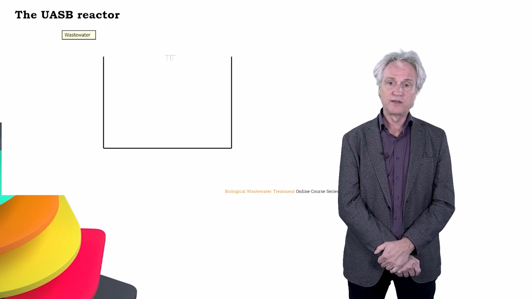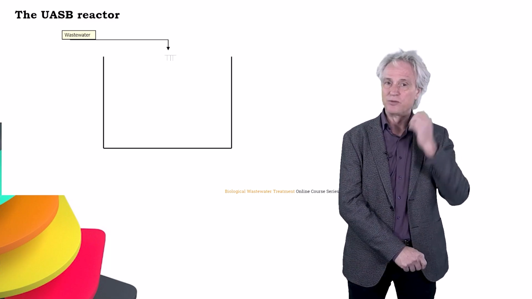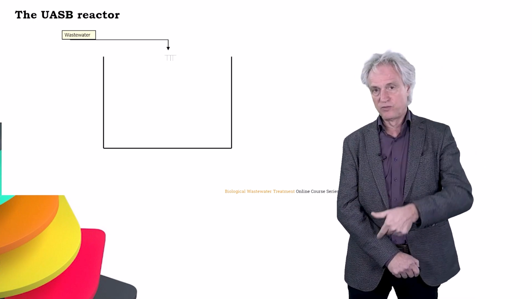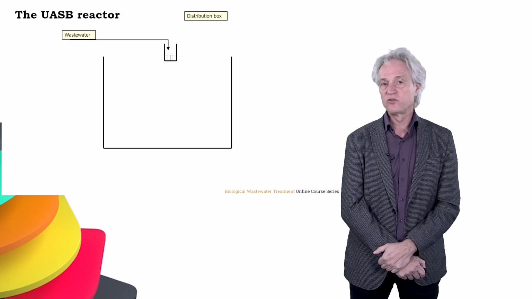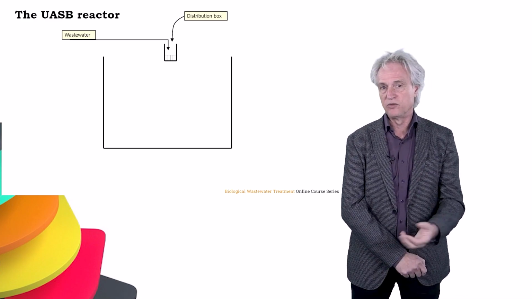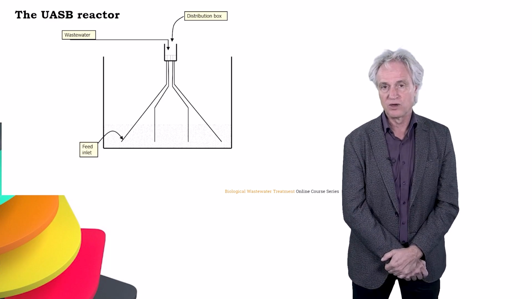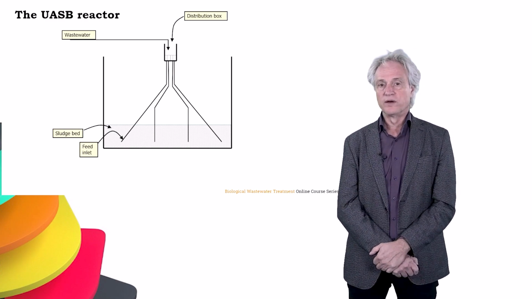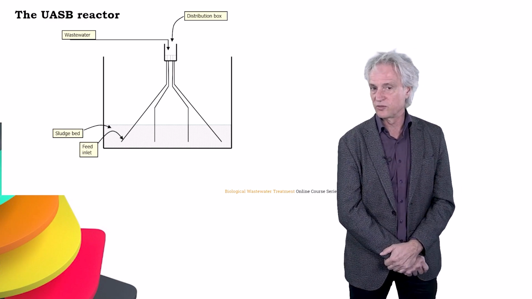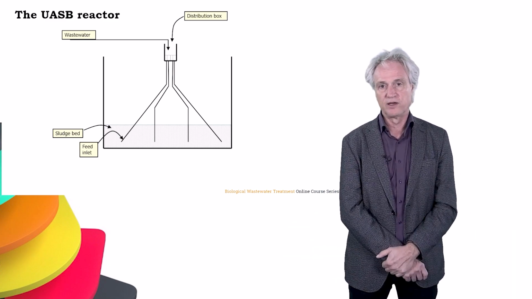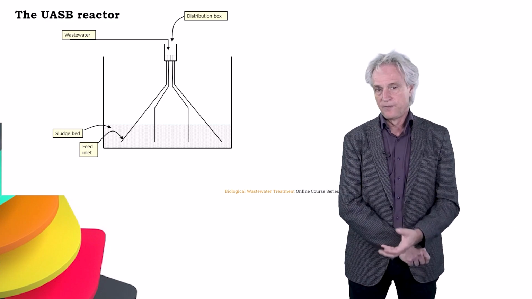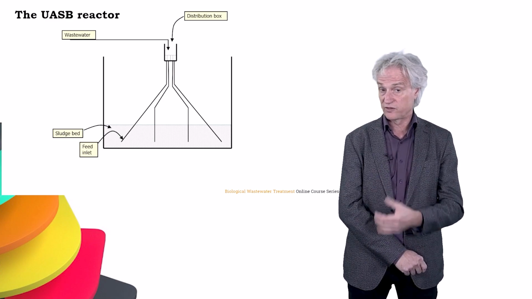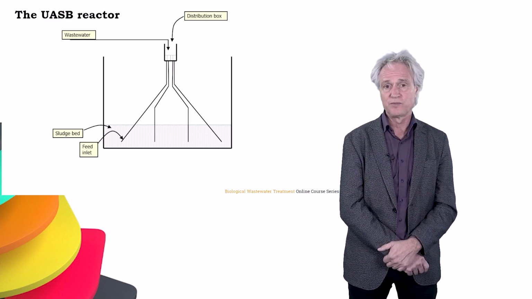In constructing the USB reactors, it is in fact very simple. We feed a USB reactor normally from top to bottom. The wastewater is collected in a distribution box. From this distribution box, the wastewater is directed to the bottom, where it is distributed over the superficial area of the bottom of the USB reactor. Then we have a kind of laminar upflow of the liquid at an upflow velocity of not more than 1 meter per hour, maybe 0.7 meter per hour.